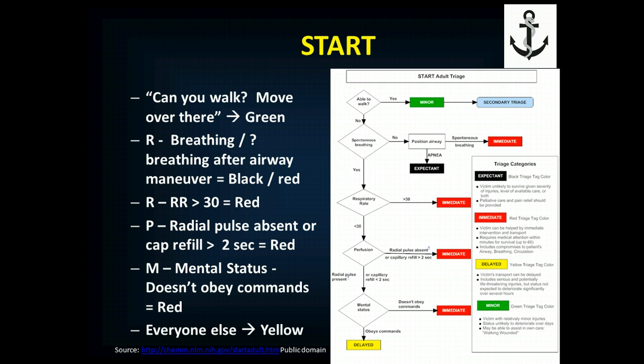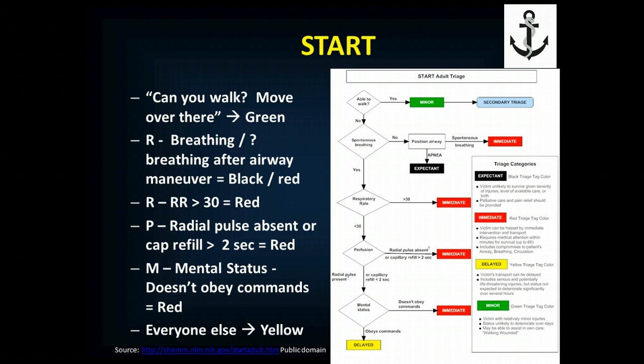Then we do RPM. R is breathing. If they're breathing spontaneously, then we assess the rate. If they're not, they get one shot. So if they're not breathing, you open the airway. If they start breathing again, they're tagged red or immediate. If they don't start breathing again, they're still apneic, they're tagged black or expectant. And those are people that are unlikely to survive regardless of the care that we can give based on what's going on in this mass casualty incident. So when you get back to them, and we will, your treatment priorities may be a little different.